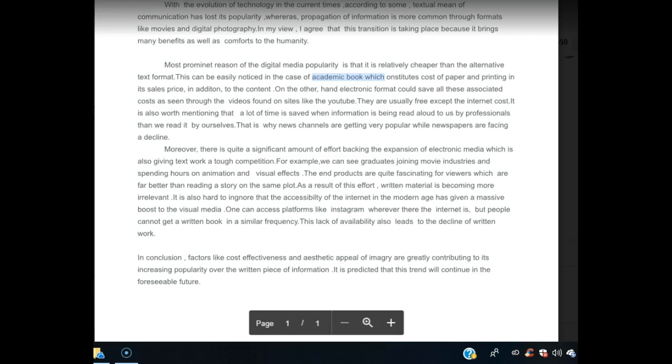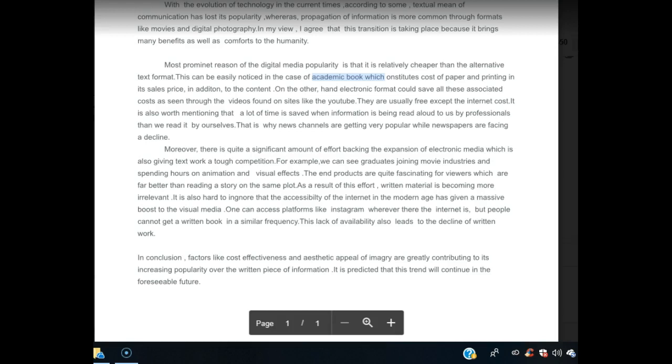This is a little complicated. Let me try to read it one more time, see if I can maybe simplify some of the language. Let's see. There is quite a significant amount of effort backing the expansion of electronic media, which is also giving, I don't know what that means. What do you mean effort backing the expansion? All right, maybe in the next sentence you explain it and it becomes more clear.